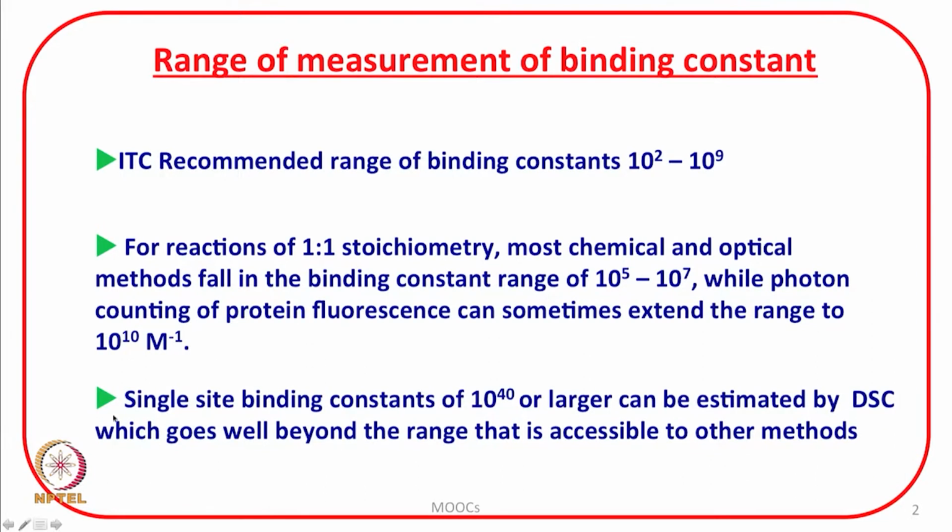Single site binding constants of the order of 10 raised to the power 40 or larger can be estimated by DSC, which goes well beyond the range that is accessible to other methods. So, in this lecture we will be discussing the use of differential scanning calorimetry in estimating the values of binding constant.